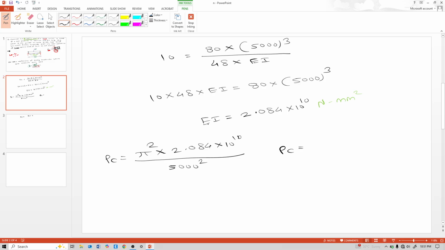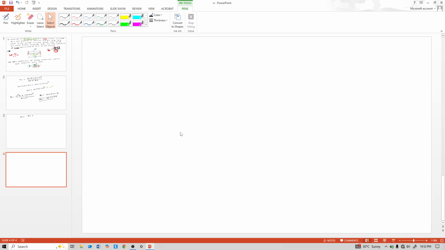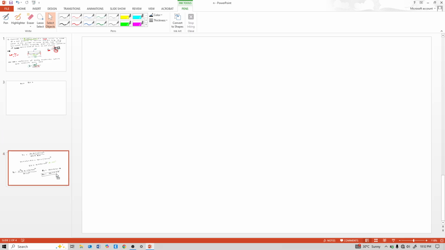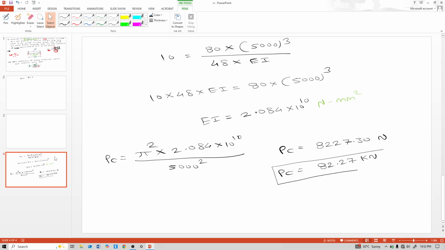So it is 8227.30, and unit is Newton. This is the buckling load. So this PC is equal to 82.27 kilonewton. See, this buckling load is a very high value, 82.27 kilonewton. That means it is about 8227 kg, 822.7 kg. So why does this buckling load come higher?